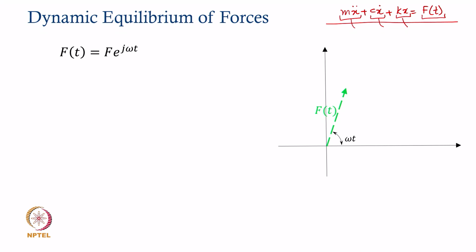So, let us look at how these forces interplay with each other, how they are related to each other. We start with representing this force f of t at any instant of time. Supposing that the force starts with this initial position, after a period of time t, the angle made by this force vector is omega t, and the expression that we have started with for representing the external force is F e to the power j omega t.